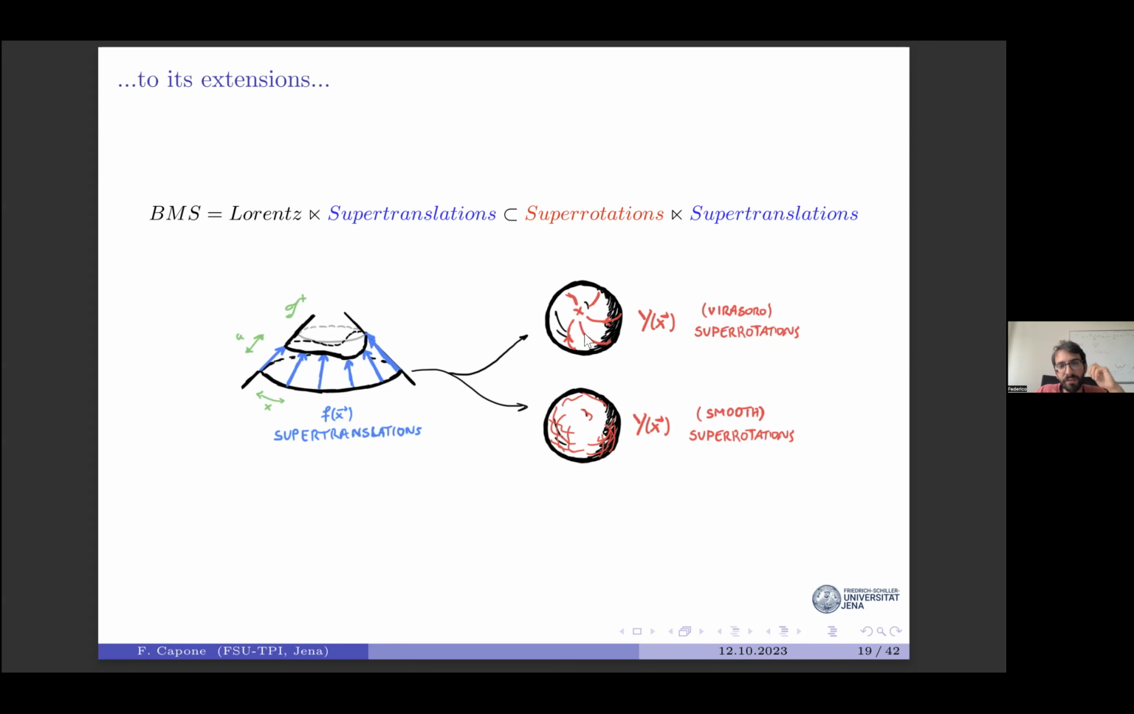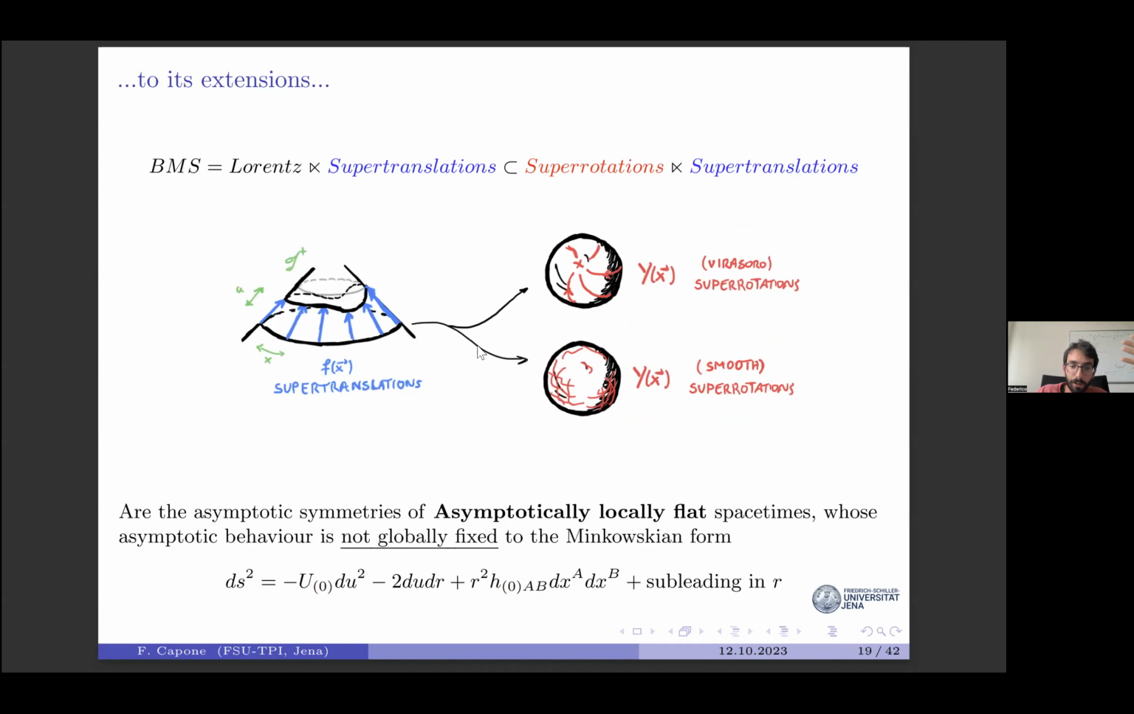And basically, what are superrotations? They are just transformations on the cross sections of null infinity, which is represented here on the left by this cone, where along the generators of null infinity we see the action of supertranslations, which are basically point-dependent translations. So you can think of supertranslations and superrotations now to be the asymptotic symmetry of what we call asymptotically locally flat spacetimes or asymptotically locally Minkowskian, where you just require that the boundary metric is not fixed to be the global Minkowski metric, but it can change.